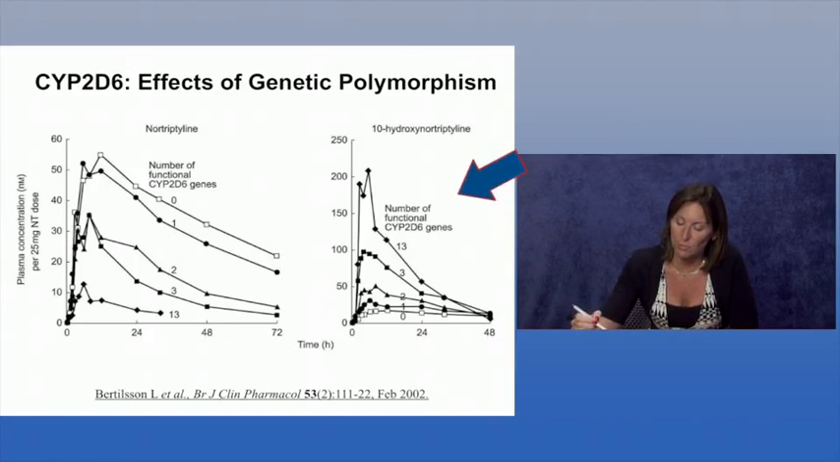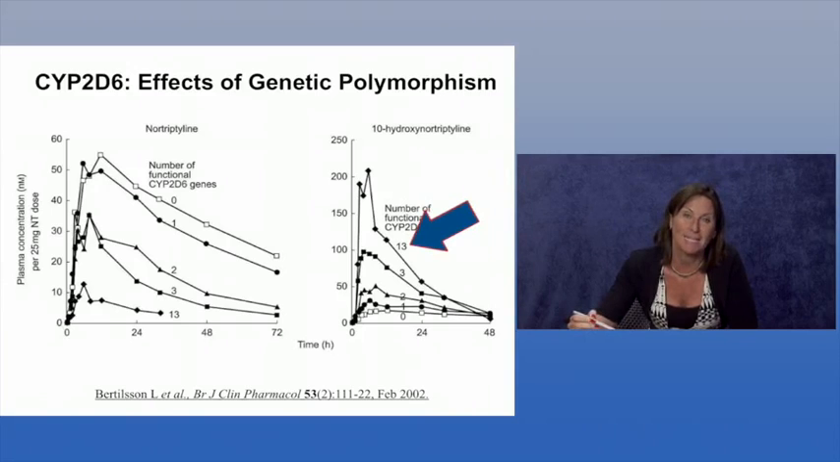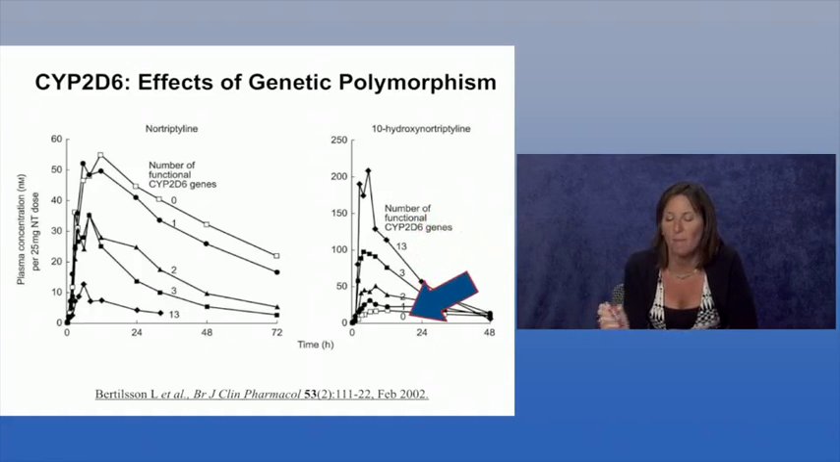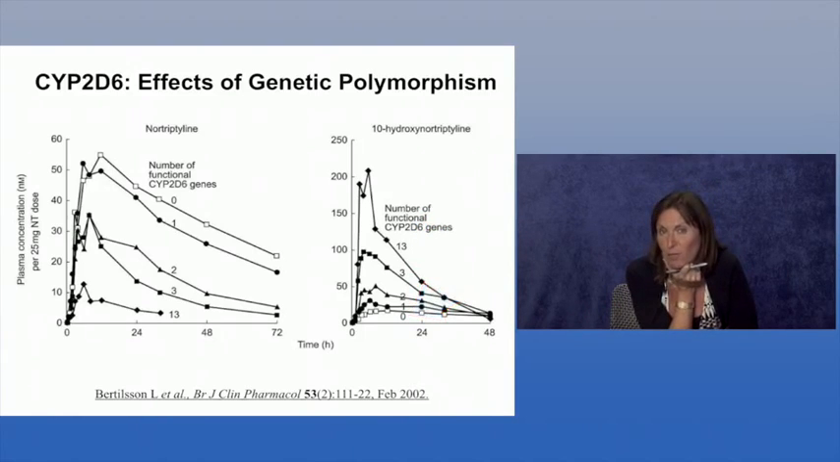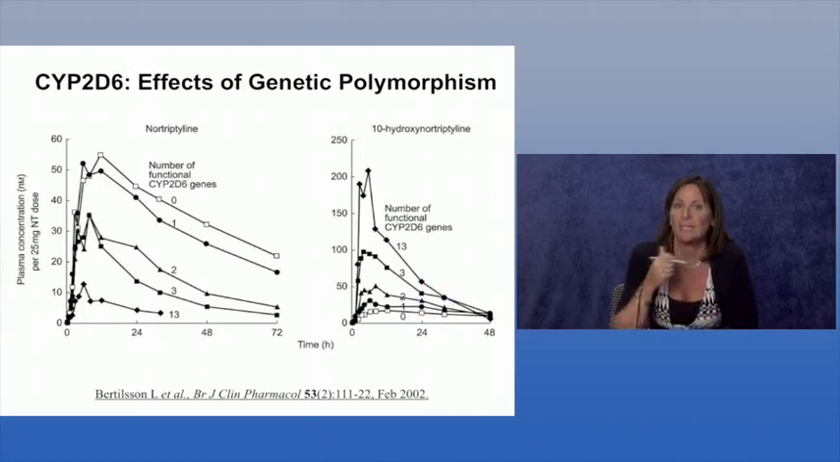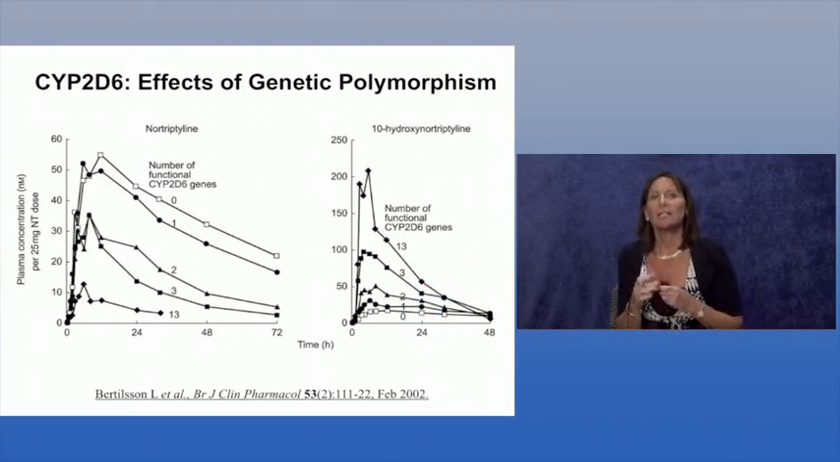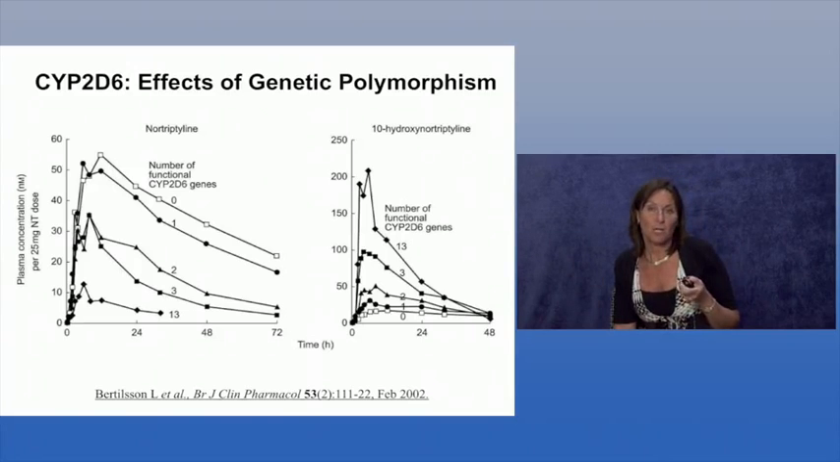So for the individuals who have 13 copies of the genes, they get very high levels of the metabolite of nortriptyline because it's a hyper-efficient biotransformation pathway because there is so much 2D6, versus those who have no copies of the enzyme, you can see virtually no significant biotransformation to produce the metabolite of nortriptyline is occurring. So this is a nice example of where genetic polymorphisms is actually reflected in the plasma concentration of the drug over time.